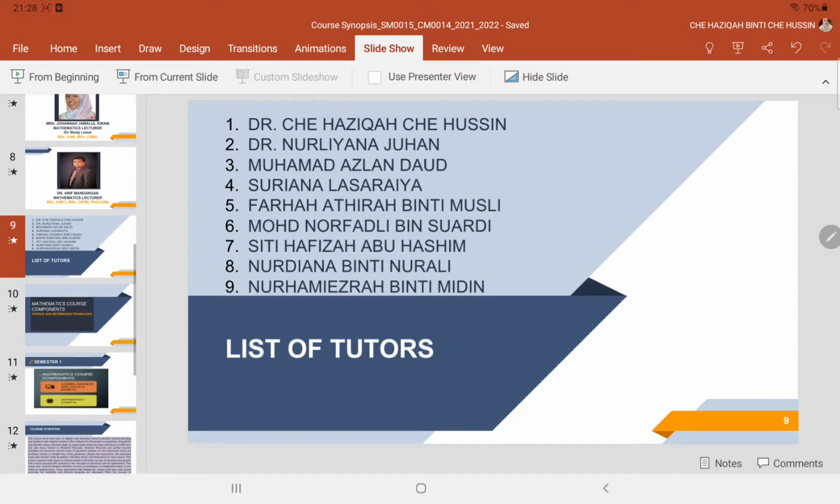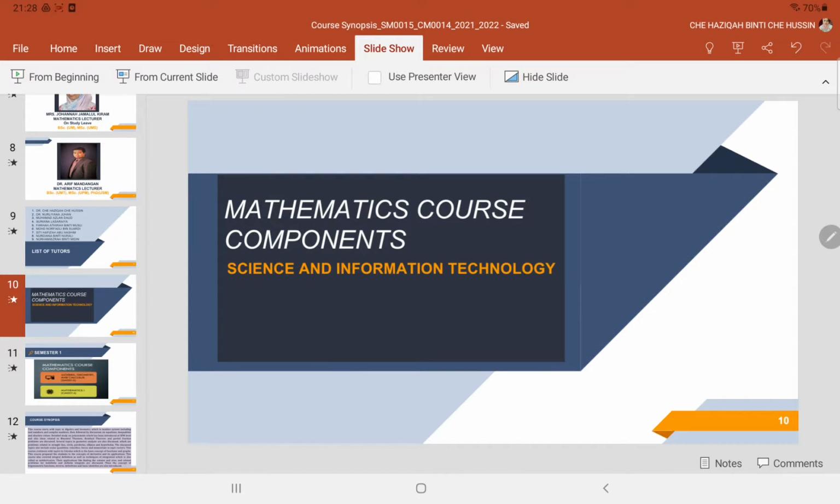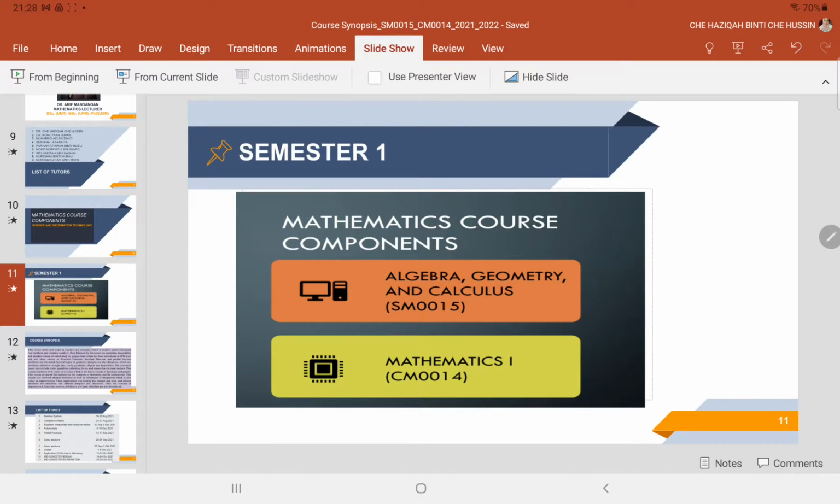Then we look at the mathematics course components for science and information technology. For semester 1, for science we have algebra, geometry and calculus, the code is SM0015. And for information technology, mathematics 1, the code is CM0014.